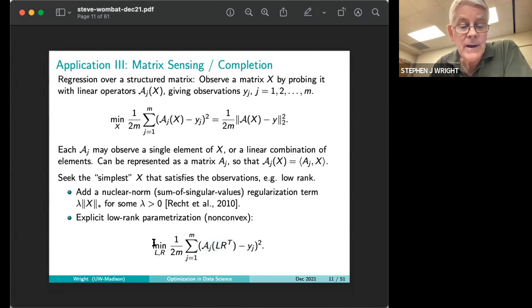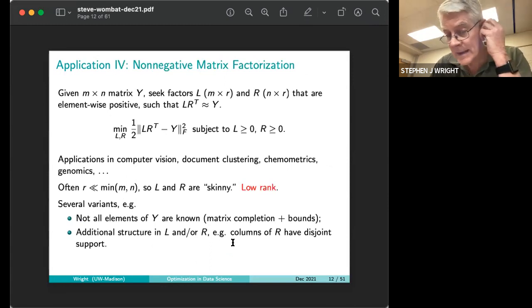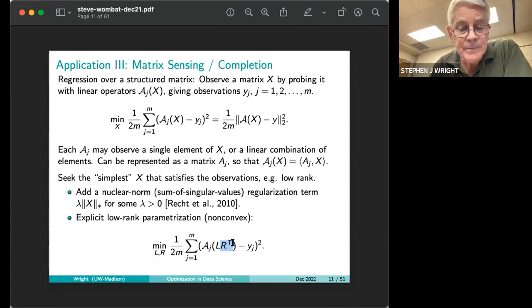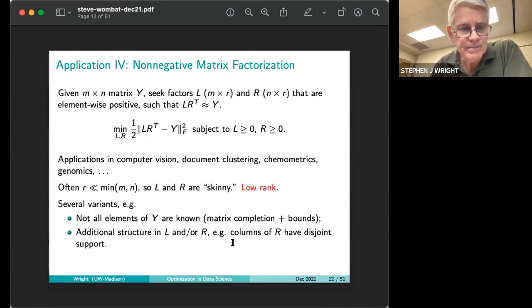But recently it's been realized that the non-convexity actually isn't that bad, that under certain assumptions on the AJs and on the number of AJs, this problem is actually easy to solve, even though it's non-convex. I started noticing that about 10 years ago, that these problems actually were not hard to solve. You always seem to find the global minimum from pretty much any random starting point. But it's only in the last few years that people have started to understand why that's true. And I'll say more about that later on.